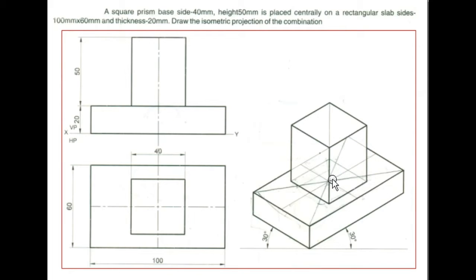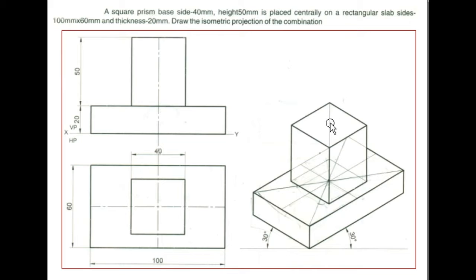Next, from the midpoint, a line has to be drawn upward. That line length will be ISO 50. This is 50 mm, so I will draw an ISO 50 mm line. So that point will be here, the ISO 50 line. Similarly, the same concept has to be done because the square prism has a top face and a bottom face. So the bottom face we have completed. So we have to complete the top face.